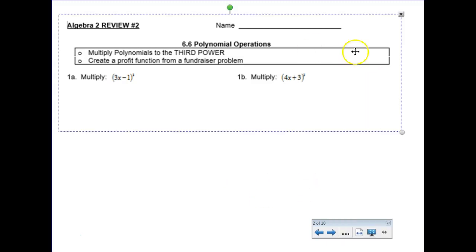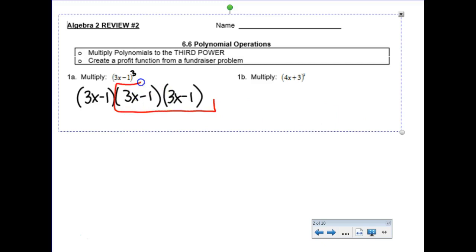For instance, number 1A, it says 3x minus 1 raised to the, does that say third power, we decided? All right. So that does not mean distribute a third power to everything. That means you guys are going to multiply 3x minus 1 times 3x minus 1 times 3x minus 1. So when you simplify and FOIL this out, you have to do this in stages. So please start with the back two binomials, and we're going to FOIL 3x minus 1 times 3x minus 1.